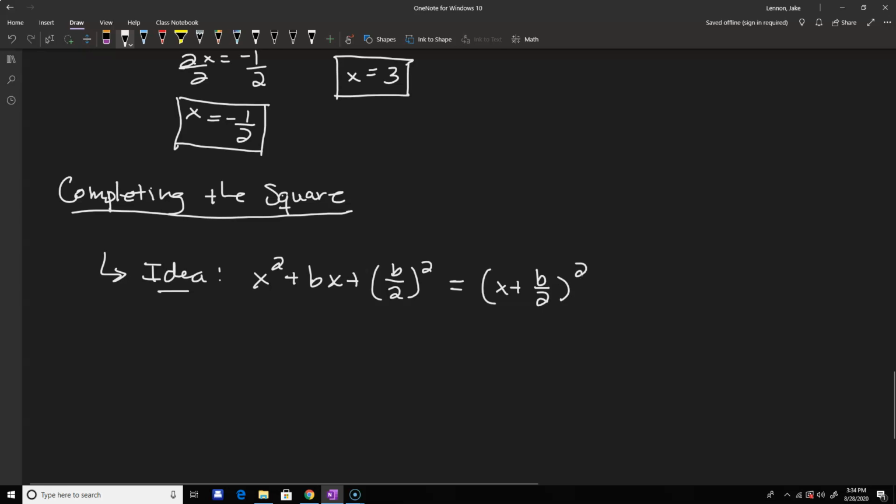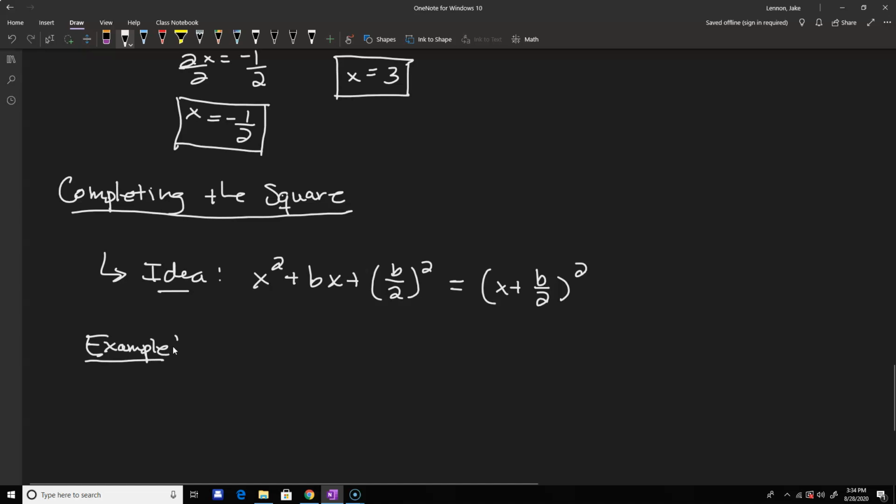And you can check that by expanding the right-hand side. If you take the right-hand side and then FOIL everything out, you'll have x squared plus bx plus b over 2 quantity squared. So how are we going to leverage that? Well, let's go ahead and just work through a couple of examples. Again, maybe you won't use this method that much, but it's still good to see.